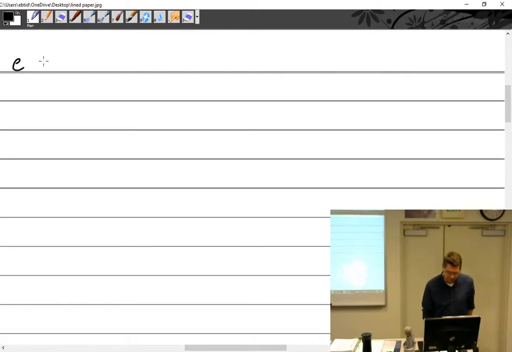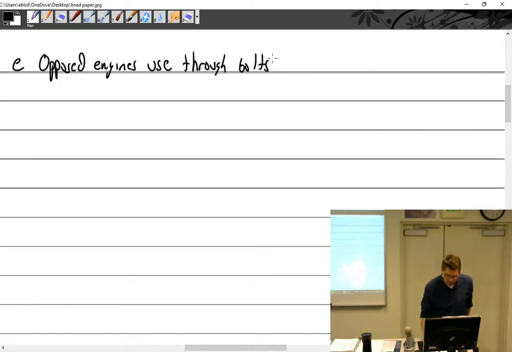On Lycoming, well, let's put this opposed. Back to talking about some opposed engines. Opposed engines use through bolts. And you've now experienced through bolts, correct? Yes. All right, so you have the Lycoming O-290. What kind of through bolts do you have? Let me just tell you, there's two types.